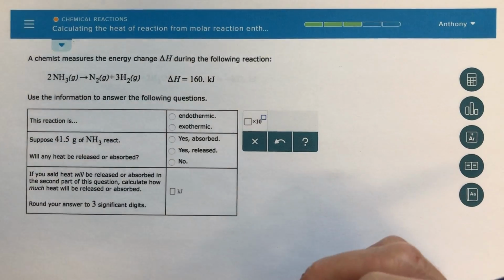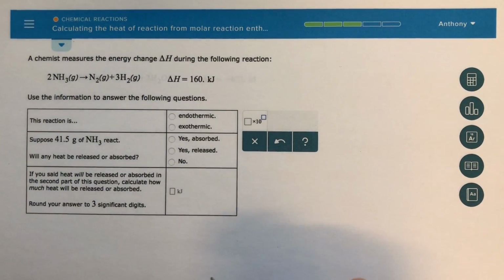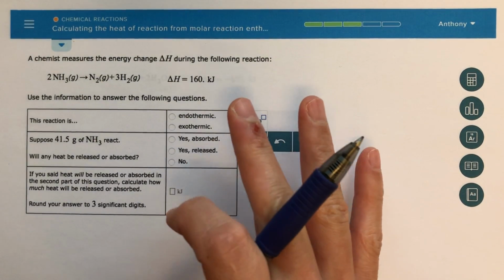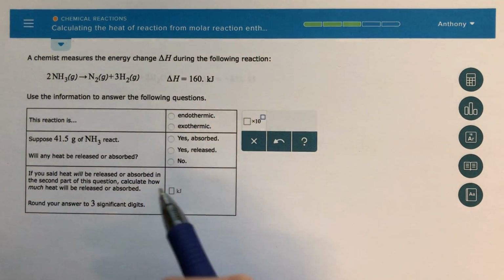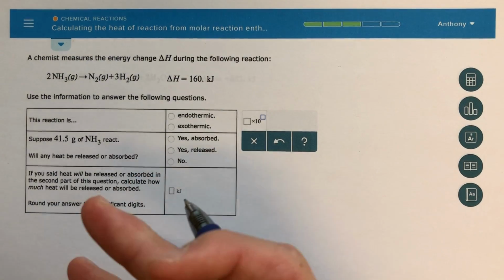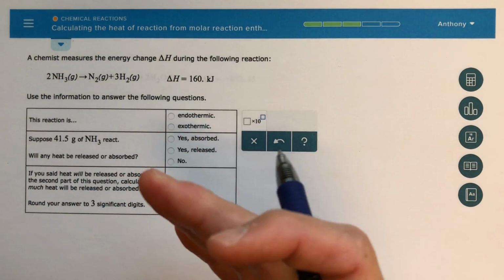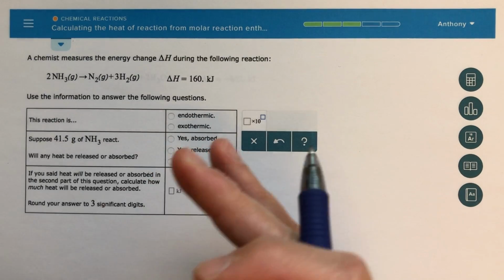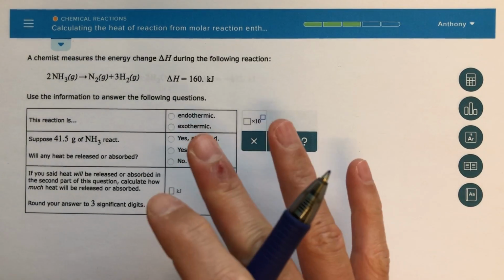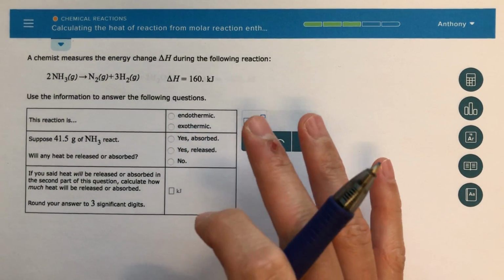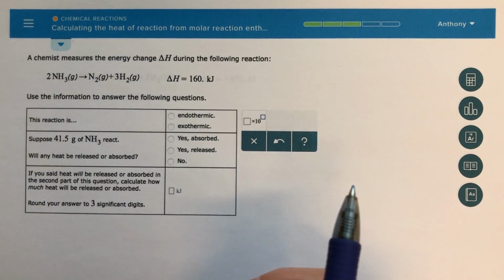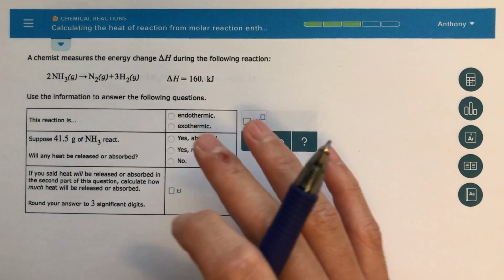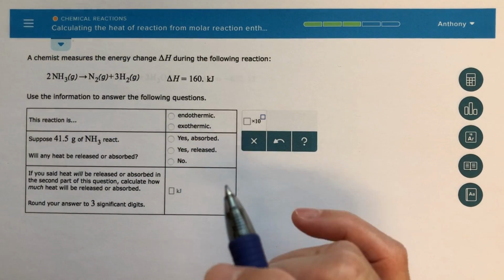All right, welcome back. So this is an ALEKS topic that's called calculating the heat of reaction from molar reaction enthalpy and the mass of a reactant. So quite a mouthful there. And this is a really great introduction topic to the concept of thermochemical equations, which we're going to need for our study of thermodynamics. In this video I'm going to talk about two different examples. So this example here, and then one more example that's a little bit simpler. I think this one does a good job of giving us a good overview though.